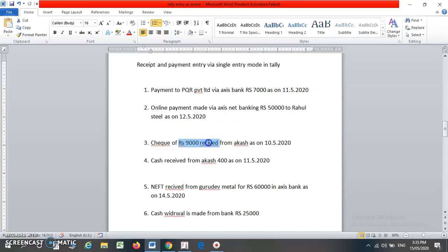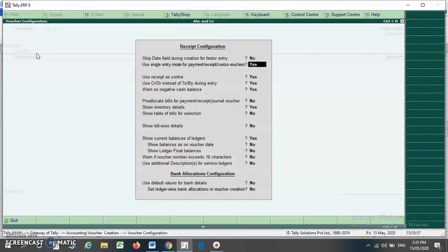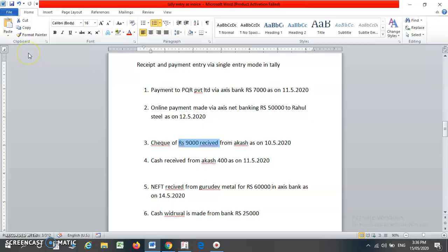Now transaction of receipt. So for the purpose of receipt I have to press F6. Again when I press F6, the receipt voucher appears. Now if your receipt voucher is not in single entry mode, you can select F12 and you can select yes if here it is a no. Must remember that use single entry mode for payment, receipt or contra voucher is on. Then and only then you can make entry via this mode.